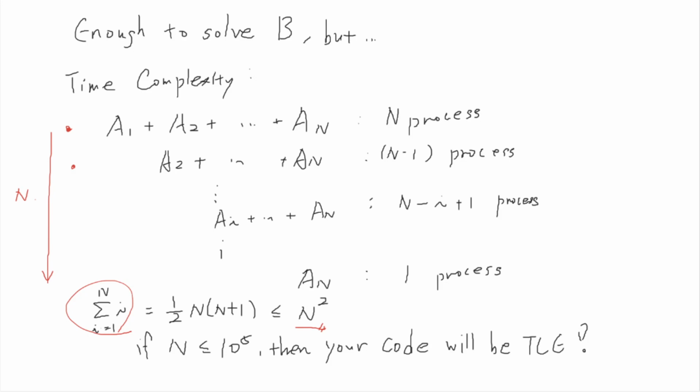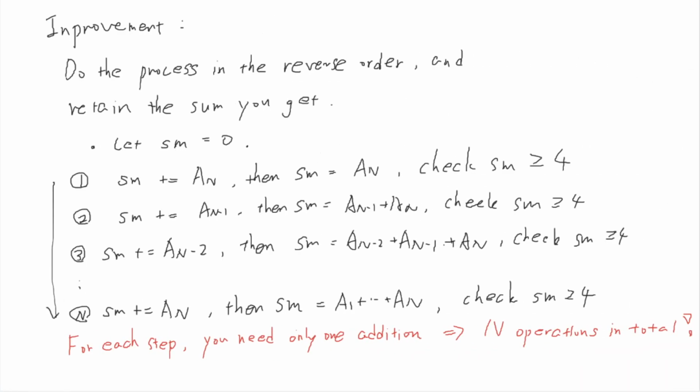The constraint n at most 10 to the fifth is the usual case of AtCoder Beginner Contest. For task B, n is at most 100, so it's okay. But you should be careful about it. So I'll tell you about the improvement of the algorithm.